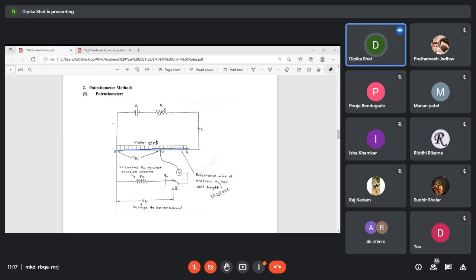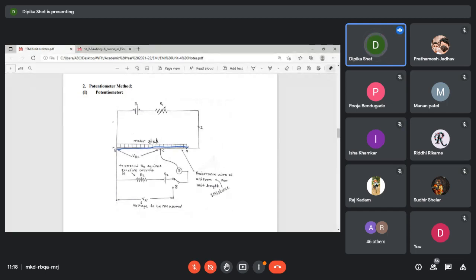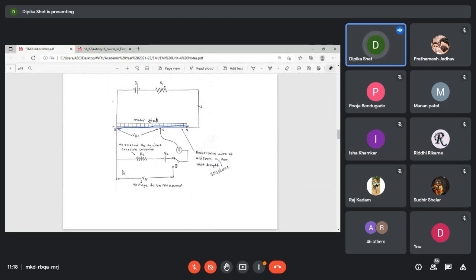For calibration purposes, this switch S is used first, and then it is switched over to the unknown voltage side. The galvanometer is connected between the sliding contact C, the jockey, on the wire and the switch S in the secondary circuit. So this is its construction. Then next is the calibration. See how it will be calibrated.